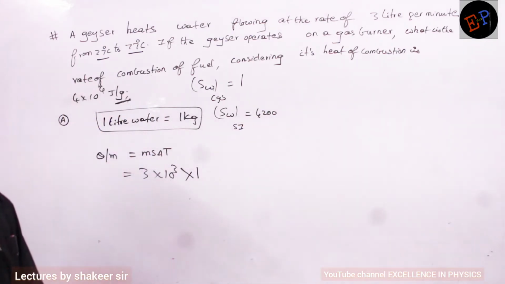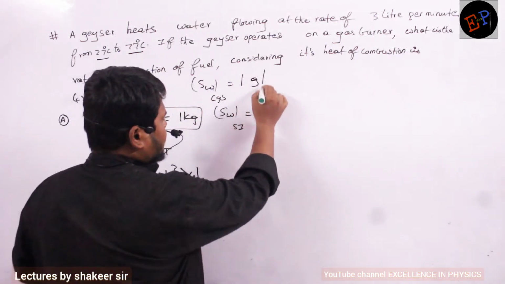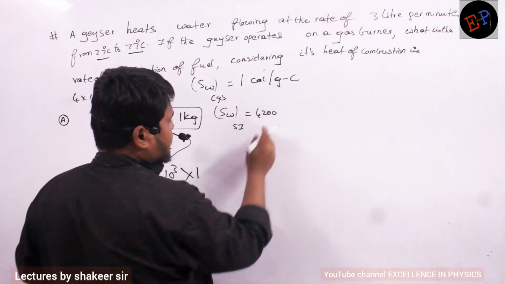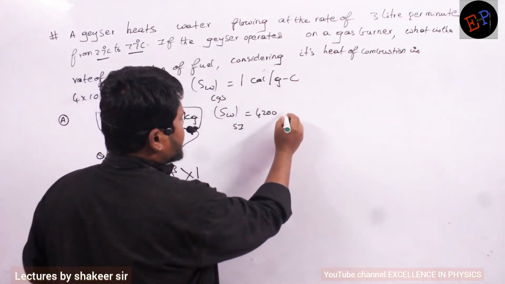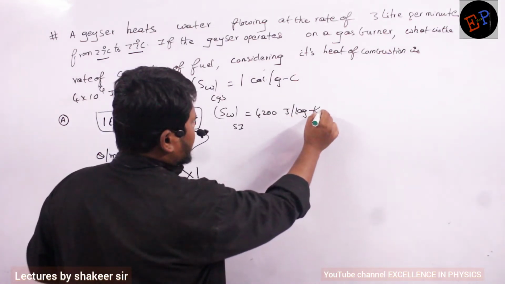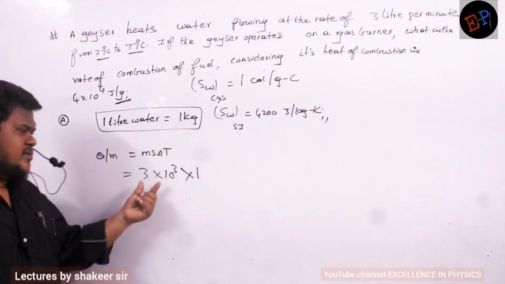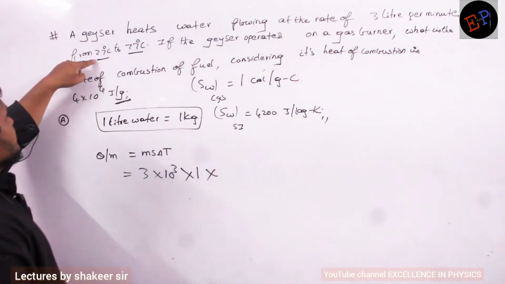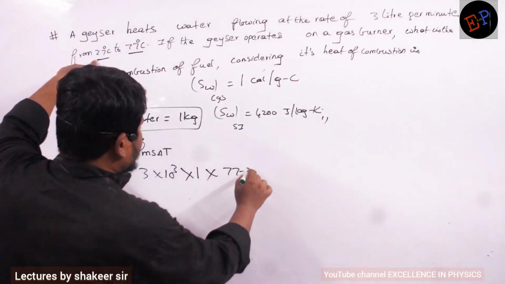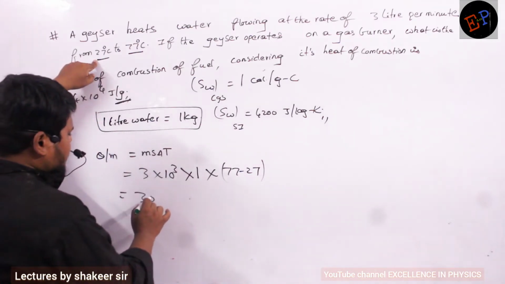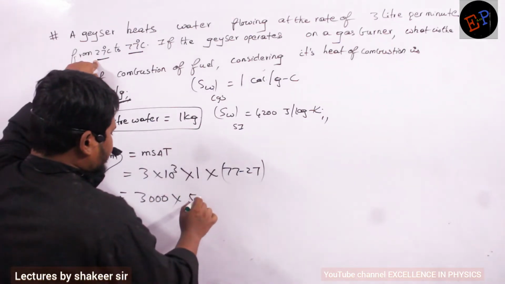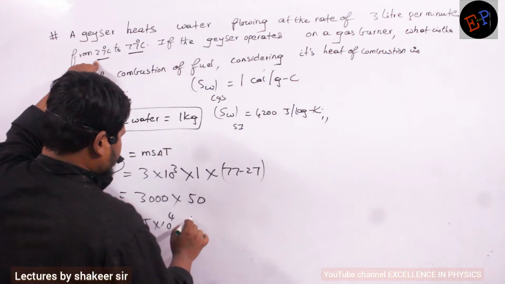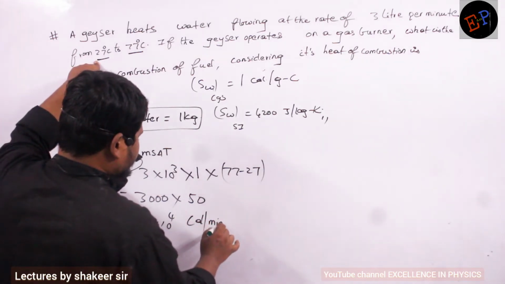These values you should remember. In CGS system, it is 1 calorie per gram Celsius, and in SI system it is 4200 joules per kg Kelvin. We are doing it in CGS system, in grams, so specific heat I will write 1. The change in temperature is 77 minus 27, which is 50. So 3000 multiplied by 50: 5 3s are 15, into 10 power 4 calories per minute.